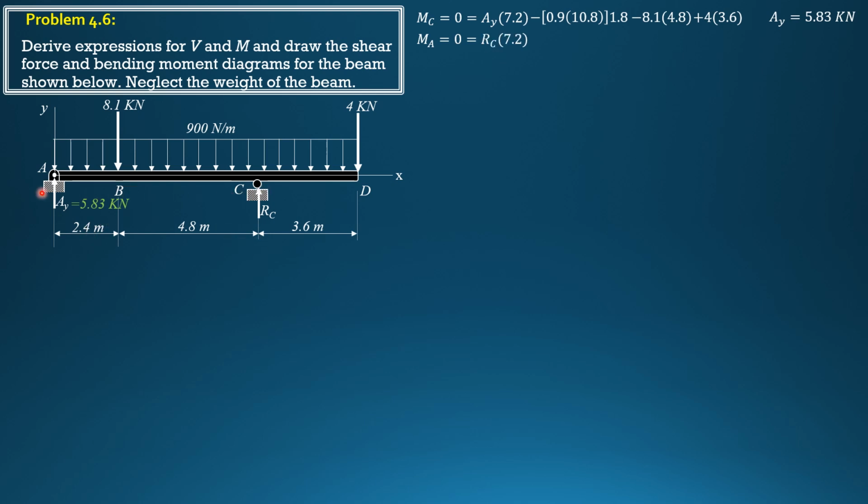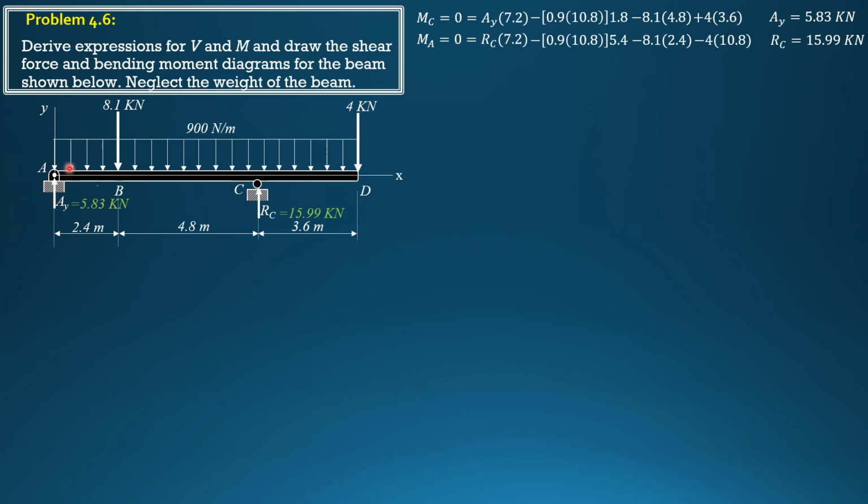R sub C times 7.2 minus 0.9 times 10.8 times 5.4, so 5.4 this time. Minus 8.1 times 2.4. Then minus 4 times 10.8. Solving for R sub C is 15.99 kilonewtons. So you check: 5.83 plus 15.99 minus 0.9 times 10.8 minus 8.1 minus 4. It should give us 0.